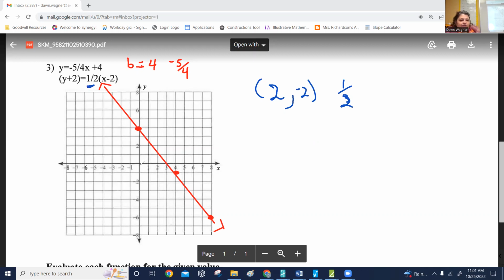So I'm going to graph 2, negative 2, and then use my slope. So 2, negative 2 is right here, right? And then I'm going to go up 1 over 2. And I land right on the line with that first one, which is what? 4. The answer to this is 4, comma, negative 1. Because that's where, if I draw my line, that's where that intersects. Right?